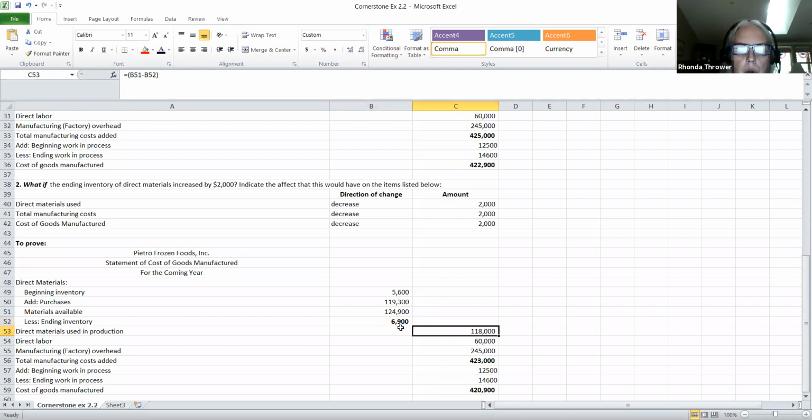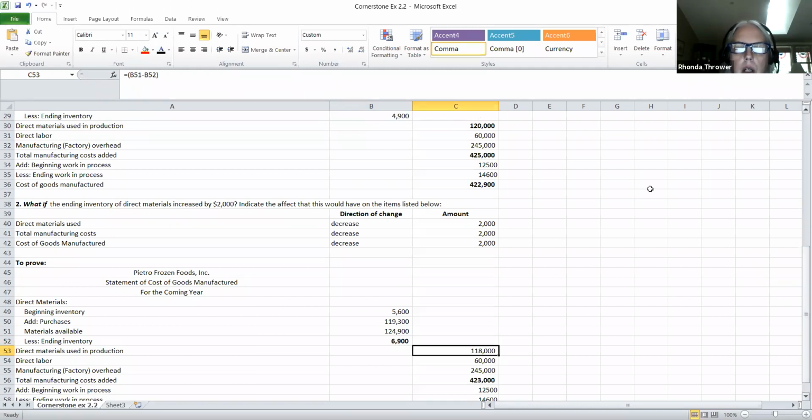this amount of ending inventory that we had left over in work in process will decrease the amount of the direct materials that we've used in production. And that decrease in amount is going to decrease by $2,000. In other words, it was $120,000 before the ending inventory change. But when we increased the ending inventory by $2,000, it made our cost of our direct materials used go down.